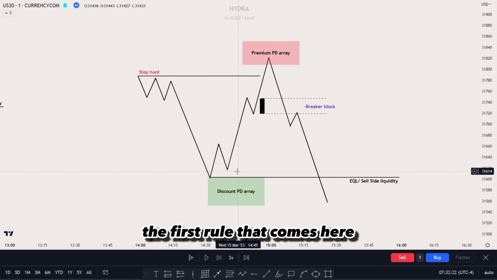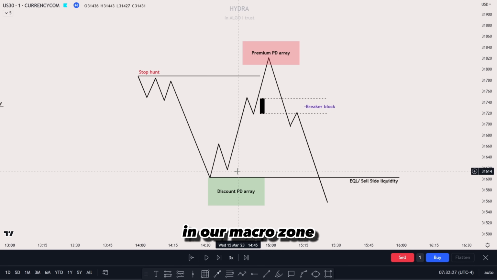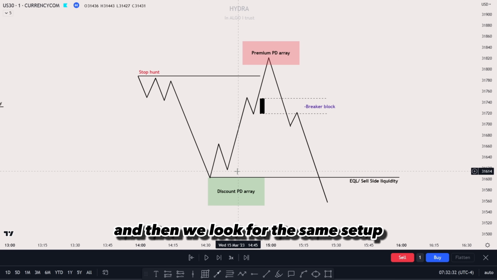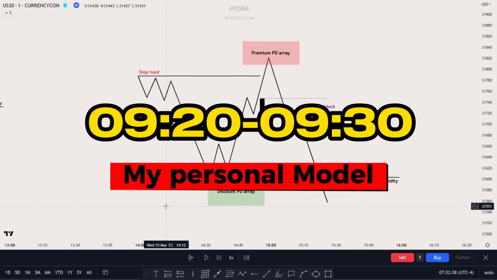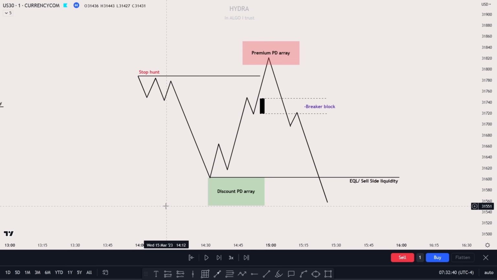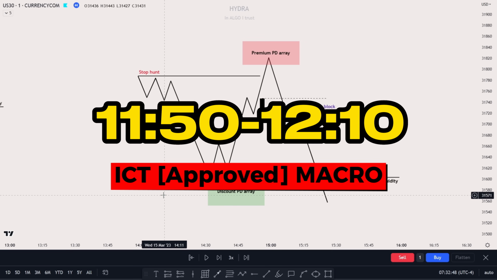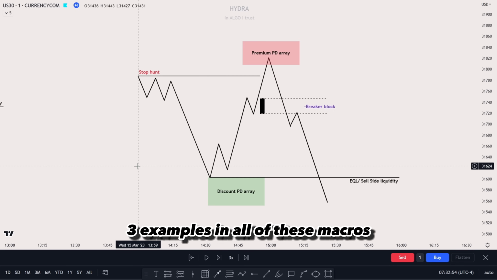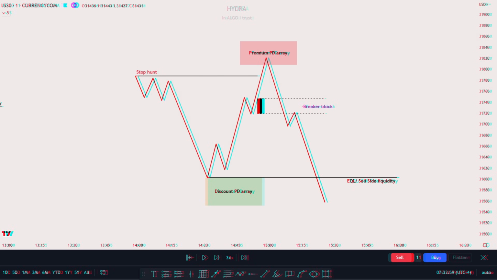The first rule is time. We look for setups four times a day in our macro zones: 8:20 to 8:30, right? That's our first macro. And then we look for the same setup repeating at 9:20 to 9:30, and then at 9:50 to 10:10, and then again at 11:50 to 12:10 in our PM session macro. So today I will take you through examples in all of these macros, and I hope you will find it helpful. So let's go.